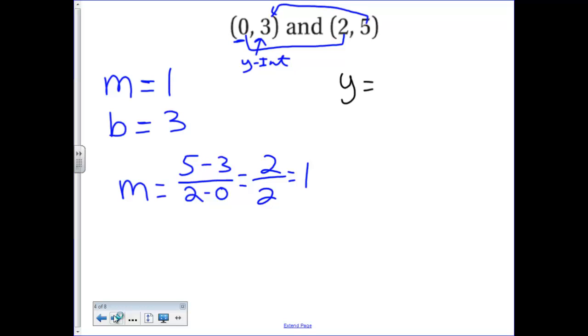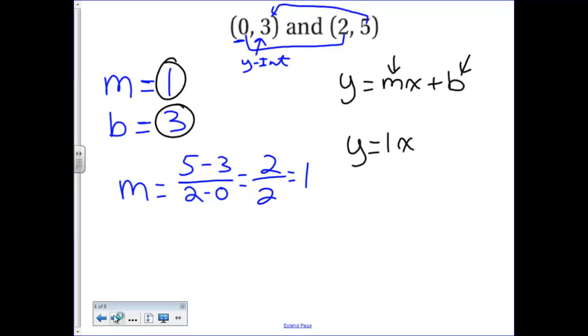So y equals mx plus b is the format I want to write it in. My m of 1 goes here, and my b of 3 goes here, and then I can write my equation. Y equals 1x, that's a positive 3, so plus 3. If you wanted to, you could write it as y equals just x plus 3. We don't really need the coefficient of 1 out in front.